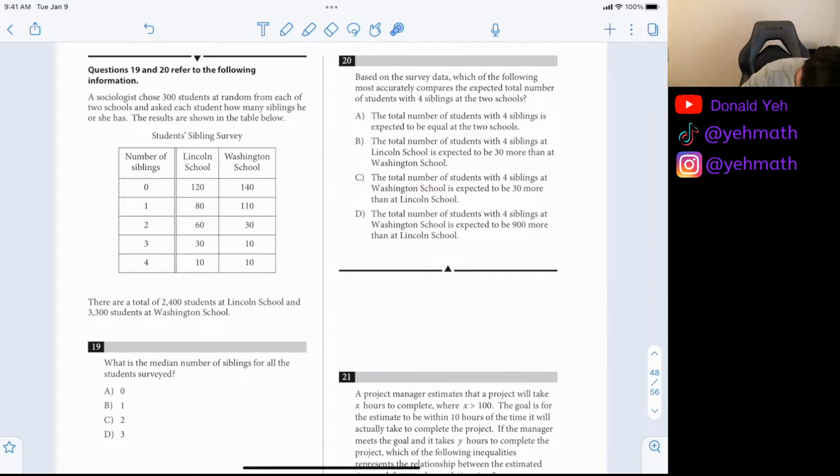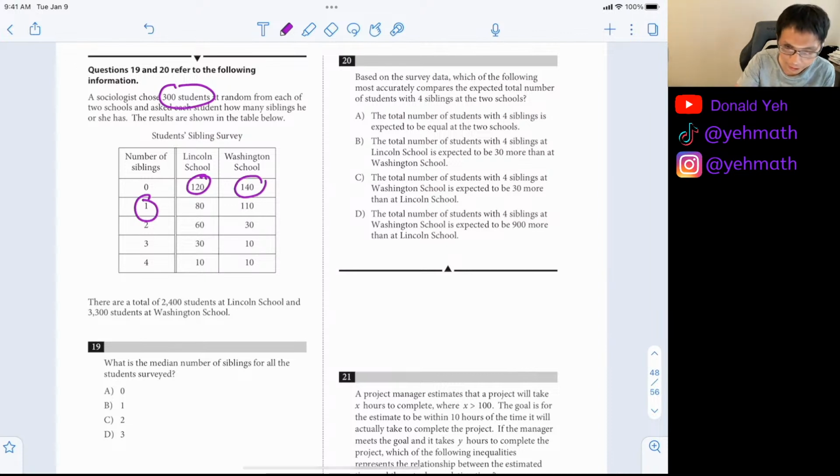In statistics, what does median mean? It's just the middle value. Yep, middle value, right? So it's the 150th student. If you count them, 120, it's definitely not in the first group. It's definitely in here. Why? Count them again. That's 140, not 150 yet. This is the only group that contains the median, because it's the middle number.